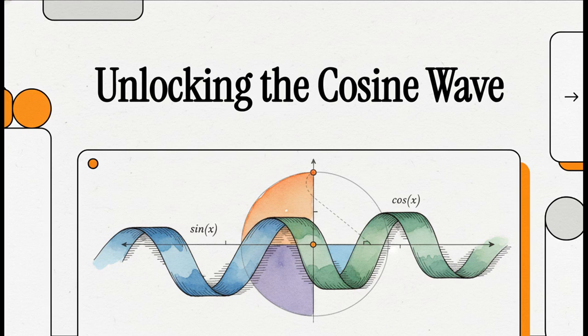All right, so you're probably pretty familiar with the sine wave, right? That smooth, predictable up and down rhythm. But did you know it has a twin? The cosine wave. And at first glance, they look almost identical, but they're hiding a secret. And understanding that one tiny difference unlocks a whole new level of trigonometry.